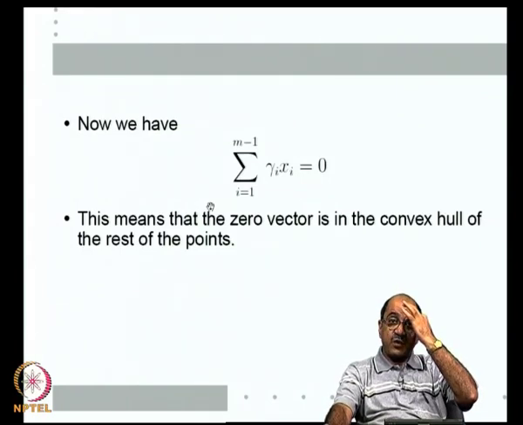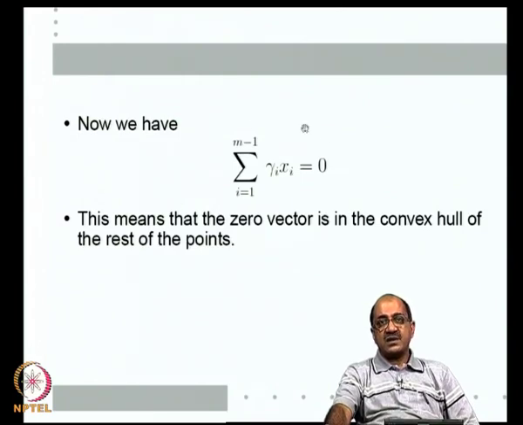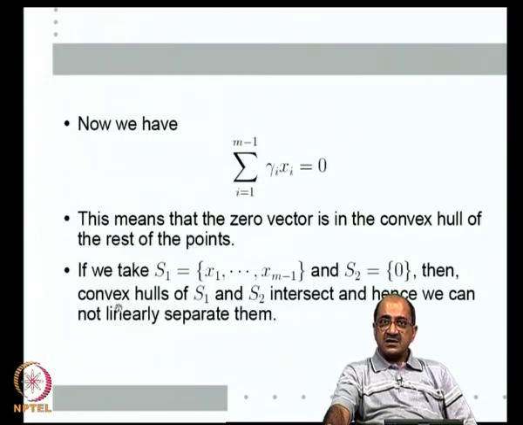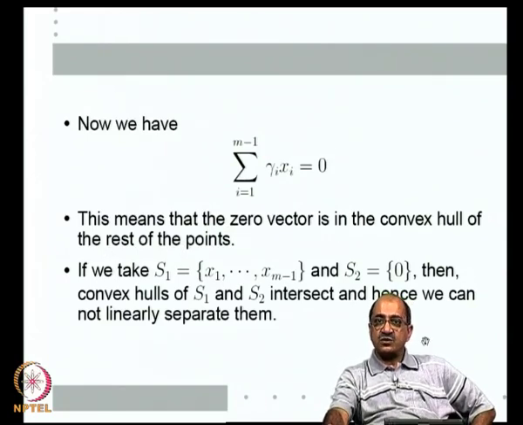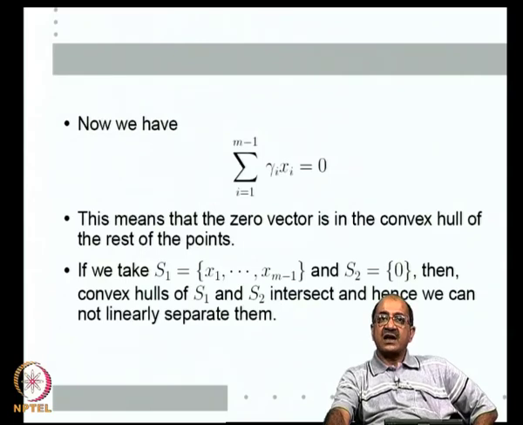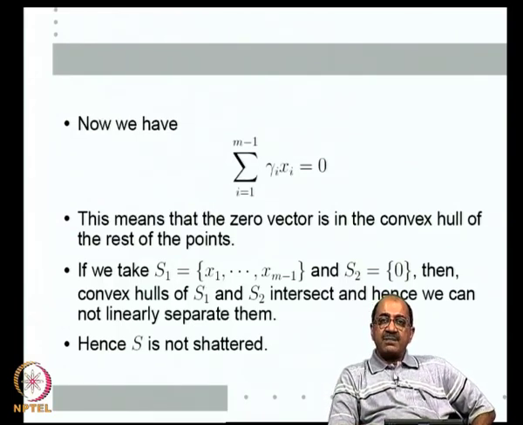Because the convex hull of the rest of the m minus 1 points contains all convex combinations of x i, and there is one convex combination of x i that equals 0, the 0 vector is inside the convex hull of the rest of the points. This in turn means, suppose my set S is 0, x 1, x 2, up to x m minus 1. If I divide it into two subsets S1 and S2, where S1 contains x 1, x 2, up to x m minus 1 and S2 contains 0, then the convex hulls of S1 and S2 intersect. There is a point in S2, namely 0, which is the only point in S2, and it is inside the convex hull of S1. So, because the convex hulls of S1 and S2 intersect, S1 and S2 cannot be linearly separated, which means the original set S cannot be shattered. That means not linearly independent implies not shattered.